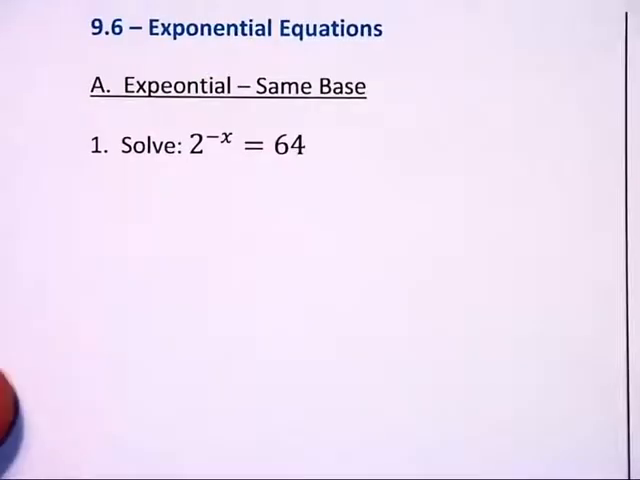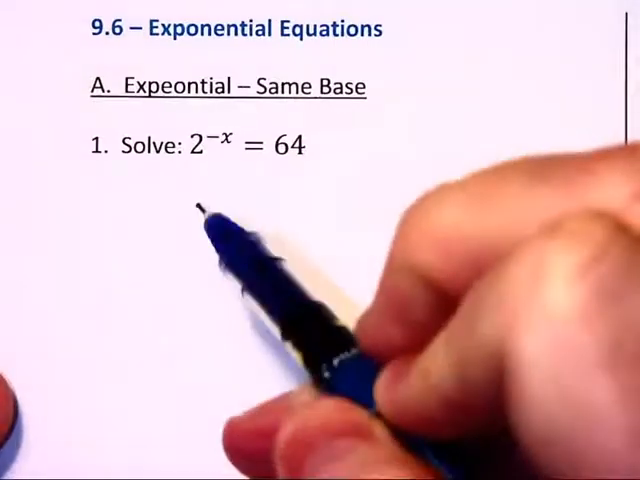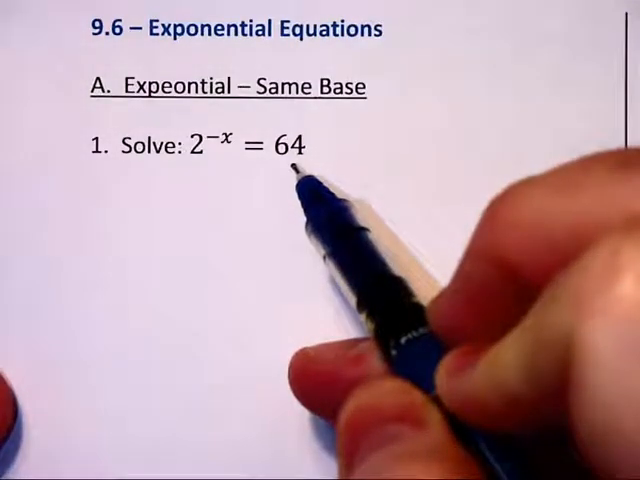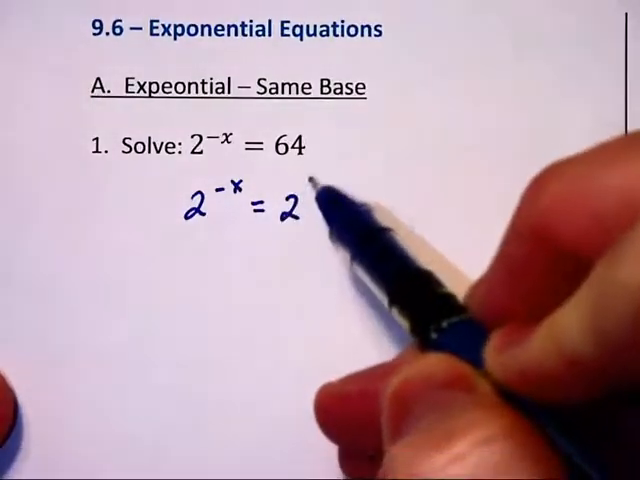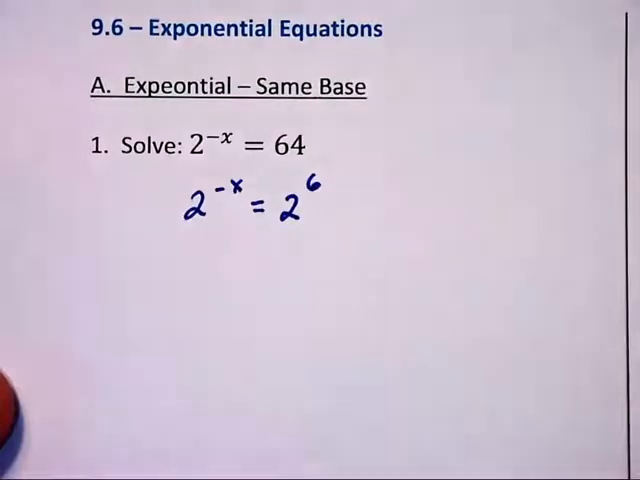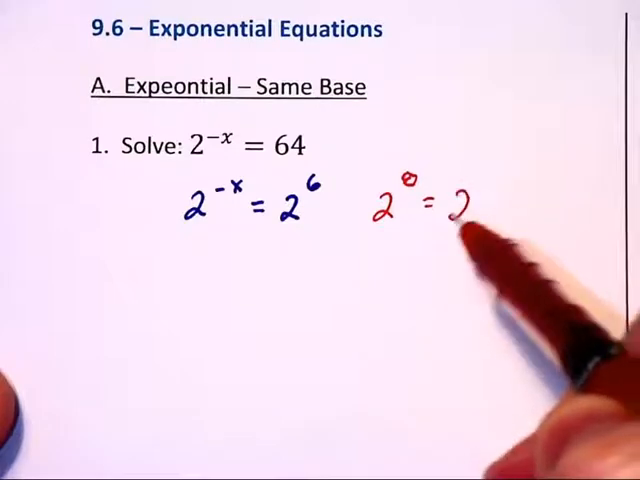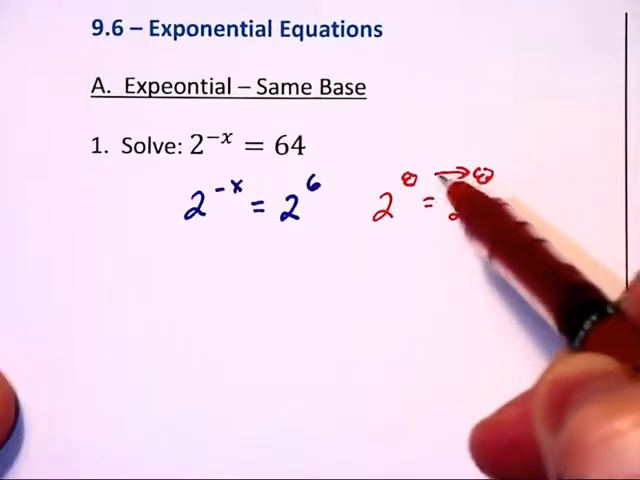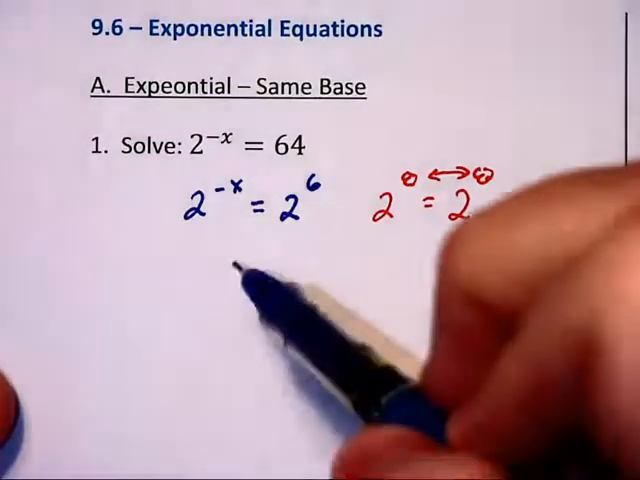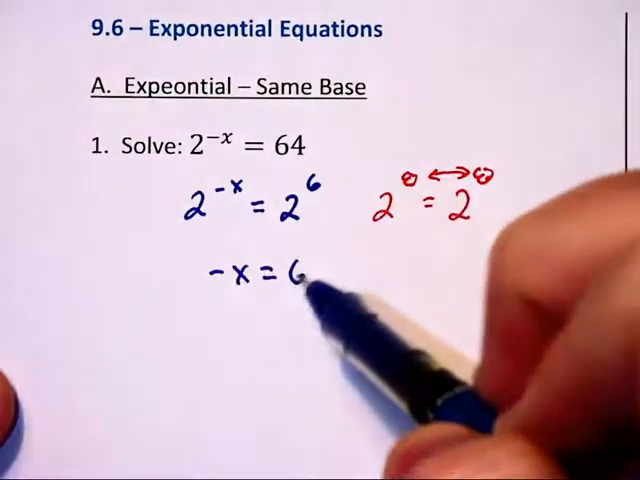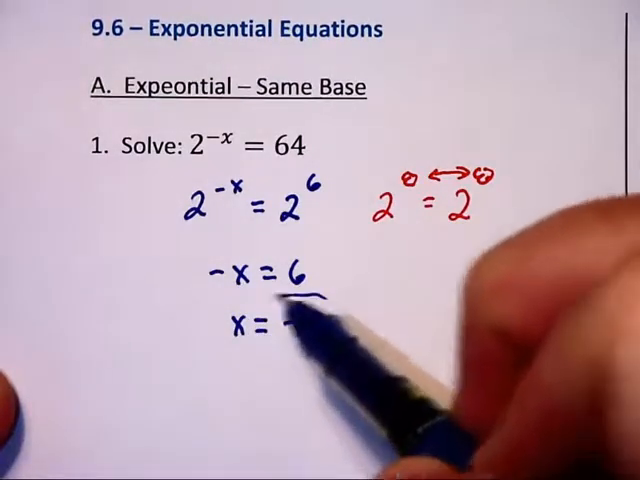Let's solve some exponential equations. We really like it when we can get the same base on each side, and notice that 64 is a power of 2. So let's write this as 2 to the negative x is equal to 2 to the 6th. That will basically allow us to say, hey, I've got 2 to the something equals 2 to the something. So those two somethings must be equal to each other, and we can set our exponents equal to each other. When we do that, we get negative x is equal to 6, and x then, dividing each side by negative 1, is equal to negative 6.